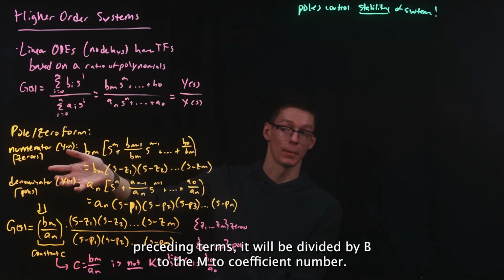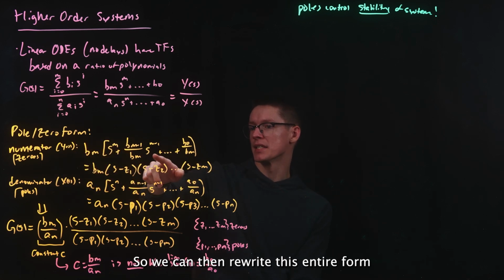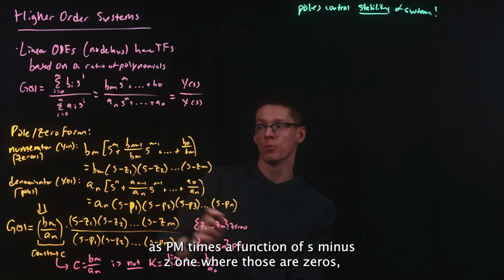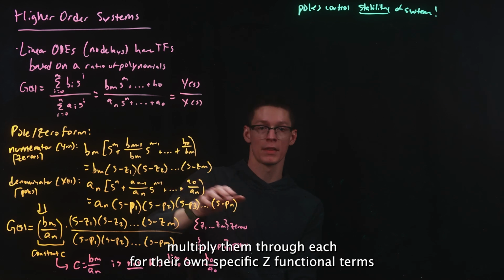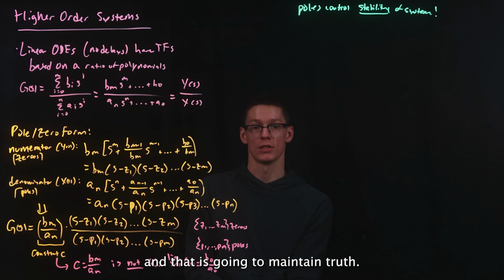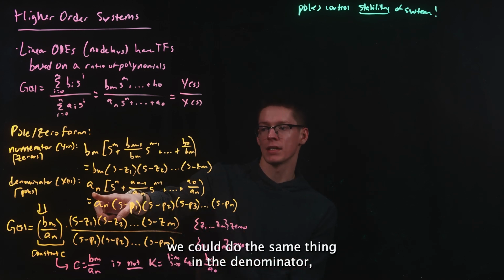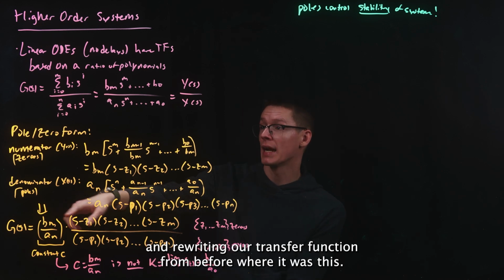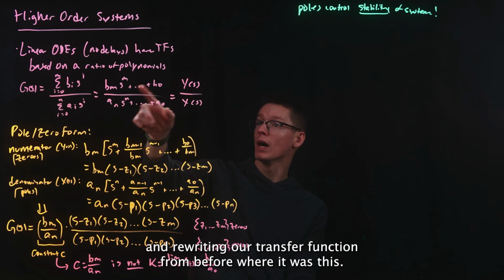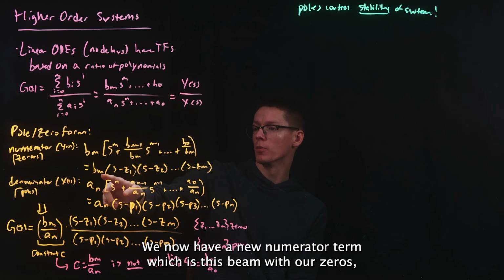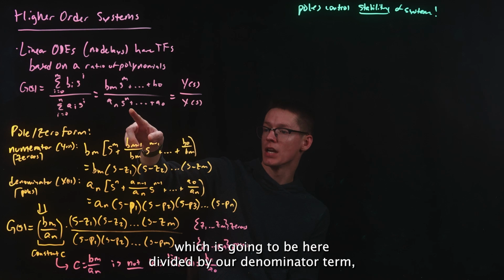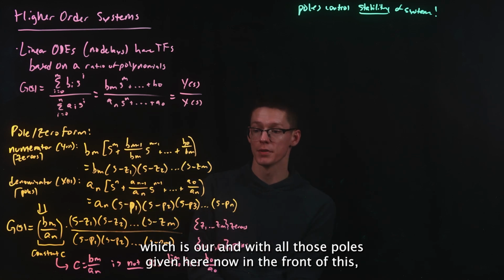It's a coefficient number. So we can then rewrite this entire form as b_m times a function of s minus z_1, where those are zeros, multiplied through for each of their own specific z terms. And that is going to maintain truth. Additionally, we can do the same thing in the denominator, but we're going to use a different term, p_1, for the poles. Rewriting our transfer function from before, we now have a new numerator term, which is this b_m with our zeros, divided by our denominator term, which is our a_n with all those poles, given here.